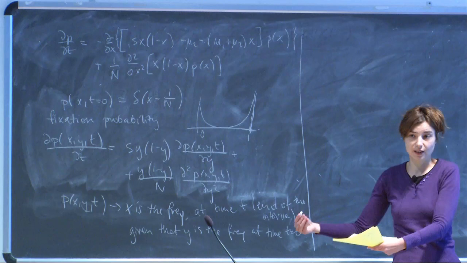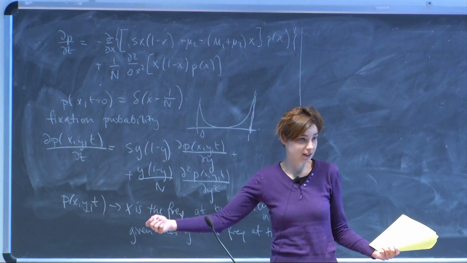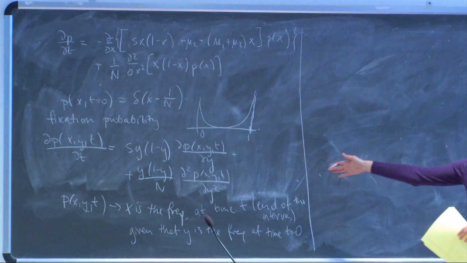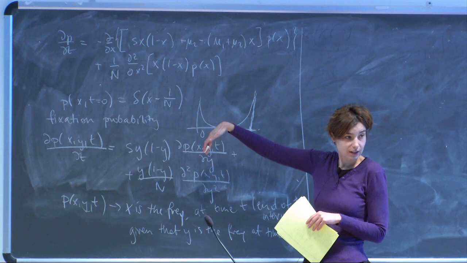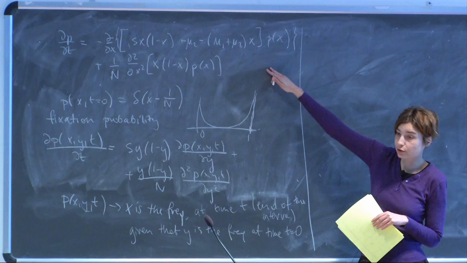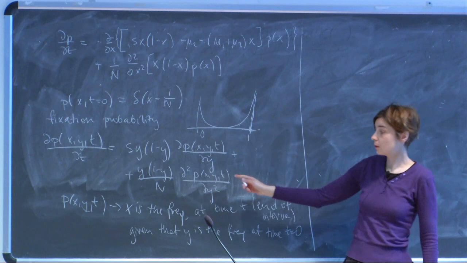A normal equation, you're given an initial condition and you're asked what's the frequency at the end. Now I'm going to tell you, I know what my frequency at the end is. What's the probability of getting there given my initial condition? This is the adjoint equation to the forward equation, and this is how you derive it. And I'm not going to prove that. If I tell you it's the adjoint, this form should be obvious to you. You write this in matrix form, and you take the adjoint of the matrix. So that's why these things come out of the derivative, and that's why the sign changes here.